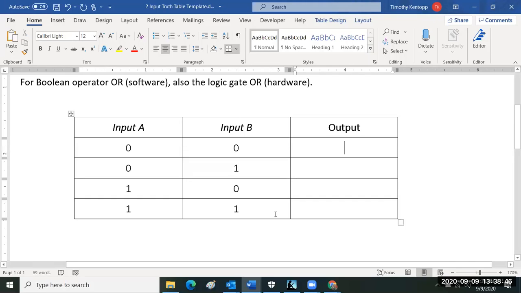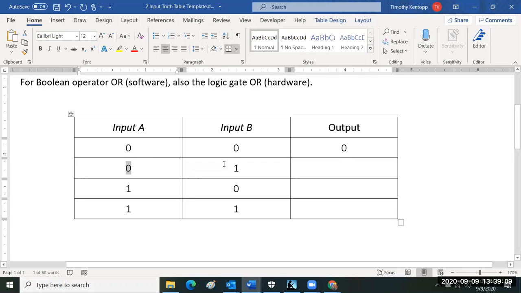So what represents on? 0 or 1? 1. 1 represents on. But do I have a 1 for input A or a 1 for input B? No, I don't, right? And that means the output is also off. Let's look at this case.